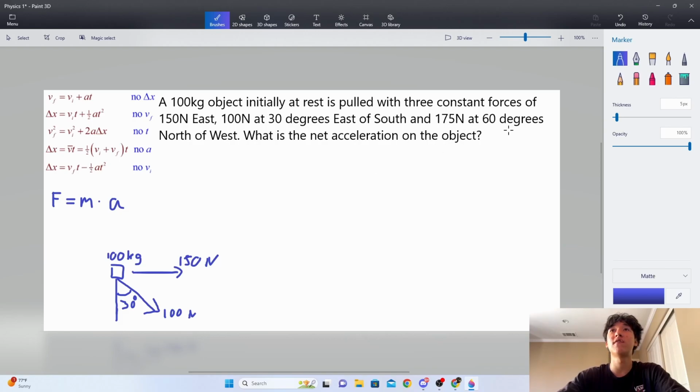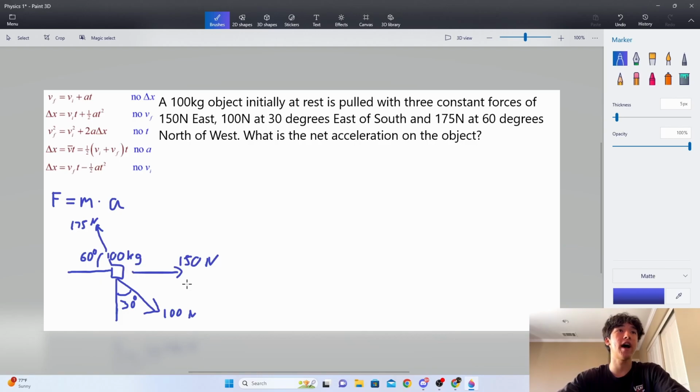And 175 newtons at 60 degrees north of west. So this is west, and we are going 60 degrees north of that. And that is 175 newtons. What is the net acceleration on the object?